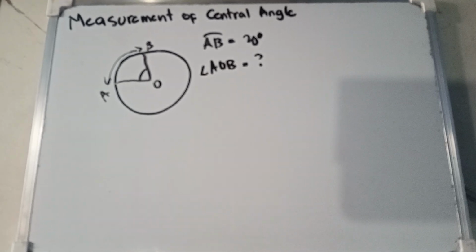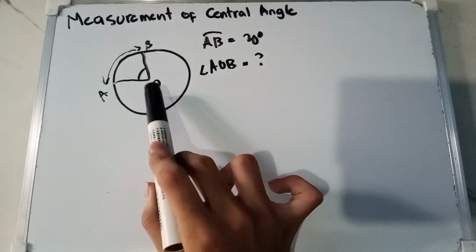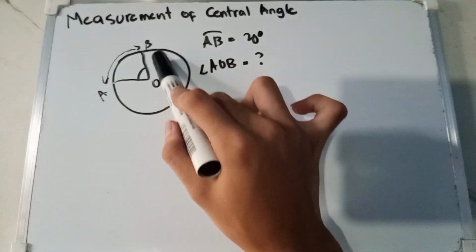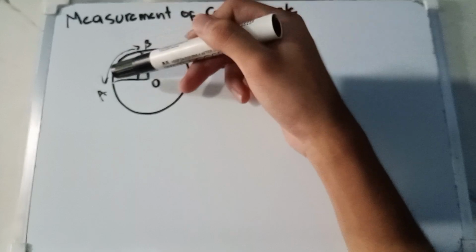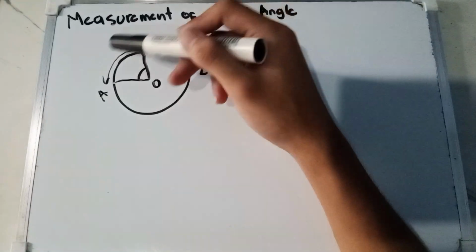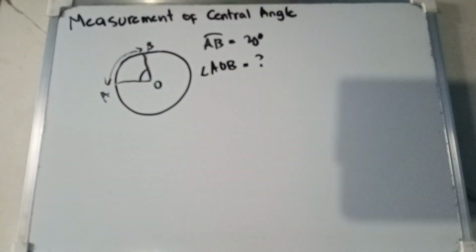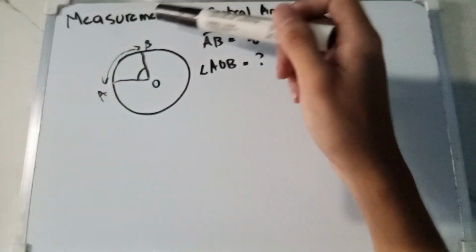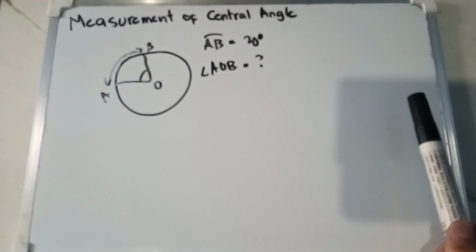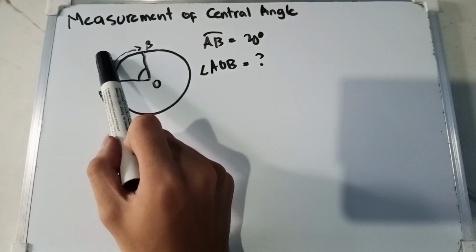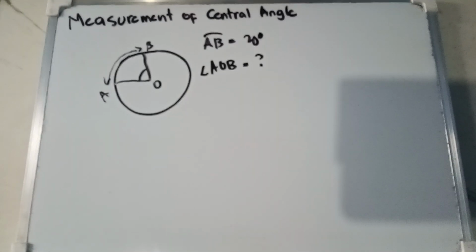Let's now discuss the measurement of central angle. So let's define what central angle is. When we say central angle, it is the angle whose vertex is at the center of the circle and its side rays extend to any of the two points and form arcs like this. Now when we say arc, it is the part of the circumference of the circle. And in this case, the relationship of the central angle and the intercepted arc is equal.